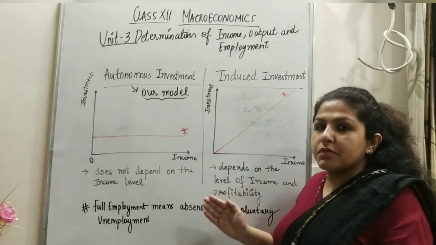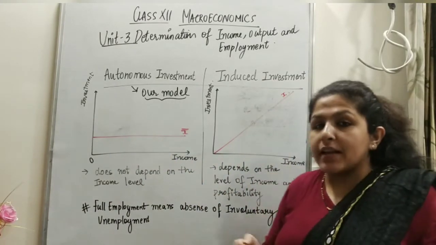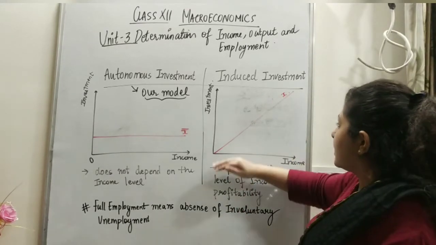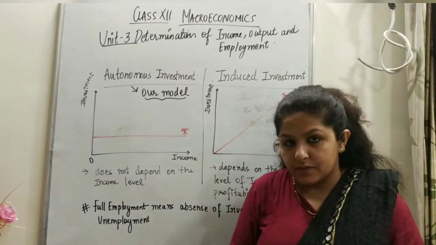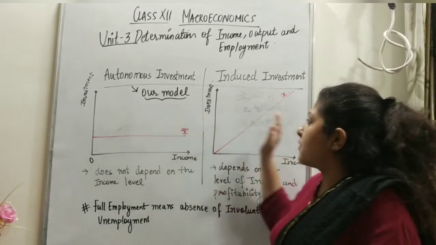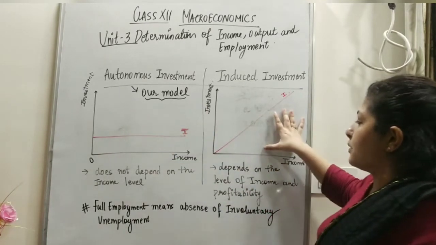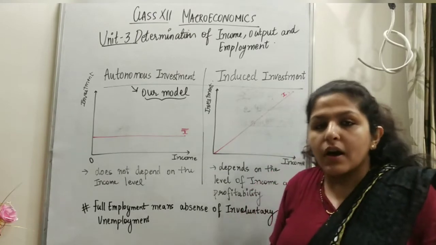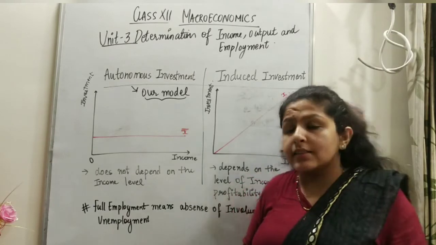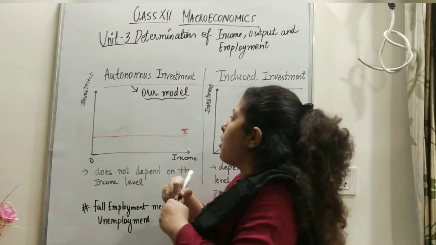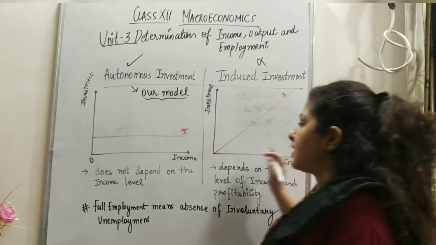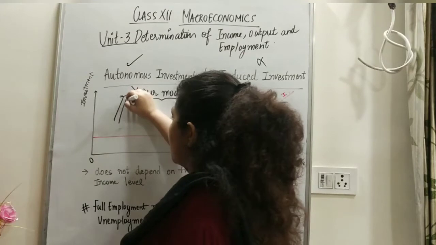The other type of investment we have is induced investment. That depends on the income level and the profitability level. The more the profits and income, the more investment a firm or economy will undertake. So there are two types of investment, autonomous investment and induced investment. But you should know that our model of determination of income, output and employment given by John Maynard Keynes takes investment as autonomous. We do not consider that investment depends on the level of income or profitability. We assume our investment is autonomous, right?